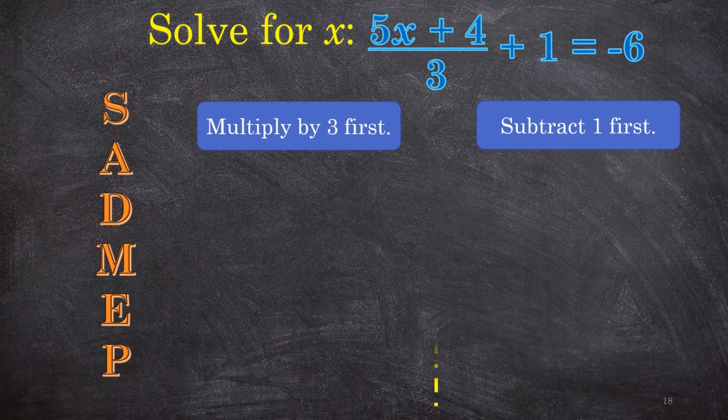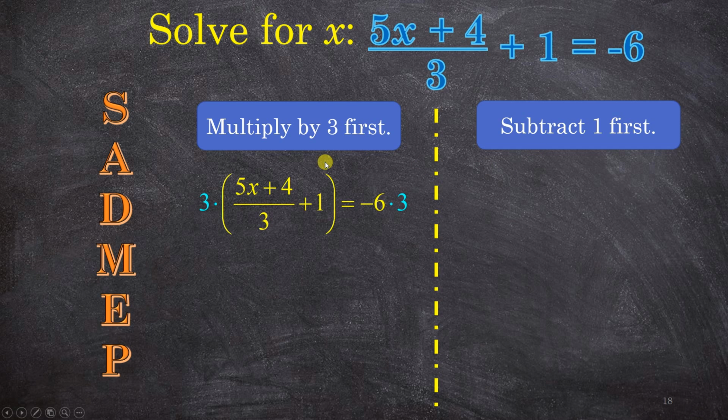All right, we're going to get started. I'm going to go ahead and show you both ways of solving this. What we're going to do first on the right is multiply by 3. Here's the thing, though. You have to multiply everything on both sides of the equal sign by 3. On the left, there are 2 terms. This is one term, and this is another. We have to multiply both of them by 3. We have to distribute that 3.